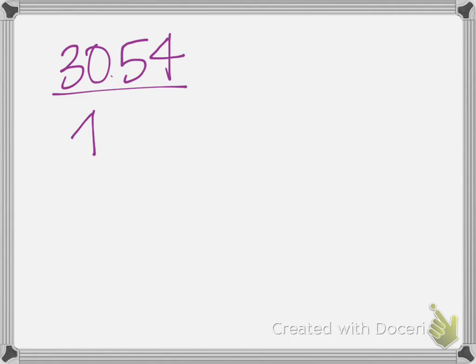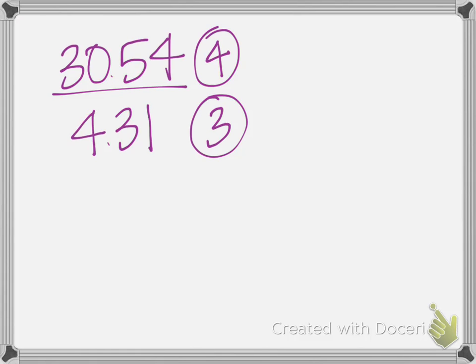All right, I hope you're getting the hang of this. One more, and then you can try some on your own. 30.54 is going to be divided by 4.31. 30.54 is a 4 sig fig number. 4.31 is a 3 sig fig number. Your answer has to be the lowest of those amounts of sig figs, so your answer is going to be 3 sig figs when you round.